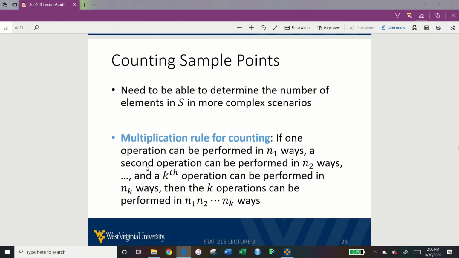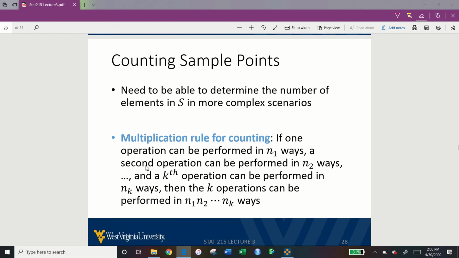Let's take this concept a little bit further. So, counting sample points. Sometimes we are going to need to be able to determine the number of elements in S, our sample space, in a more complex scenario. This introduces us to the multiplication rule for counting.